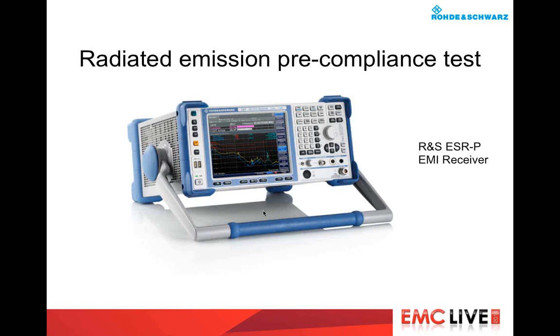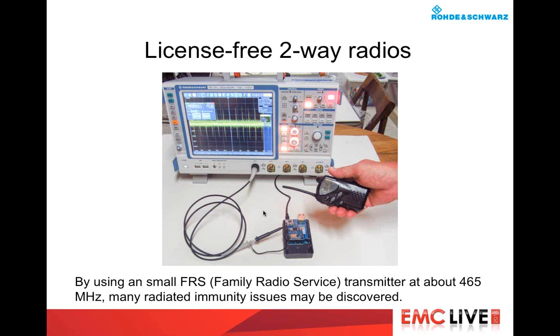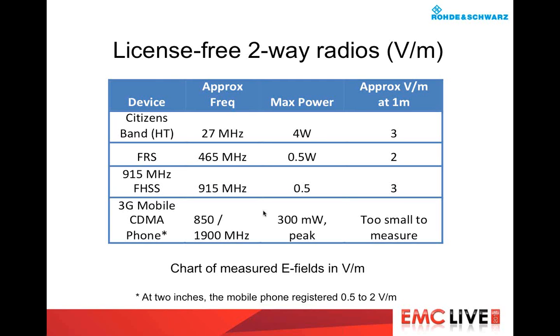Now, I'd like to move on to radiated immunity and then later ESD. And for radiated immunity, one of the things I like to use for troubleshooting is simply a two-way radio. In this case, the example is an FRS radio, family radio service, and this transmits about 465 megahertz. But it's actually a pretty useful tool for checking your circuits. And there's various license-free radios from Citizens Band to the FRS to other things like mobile telephones. And I've actually measured several, and you can see that the FRS radio, for example, is about 2 volts per meter at a 1 meter distance. So this is a handy chart you can use to estimate field strengths.